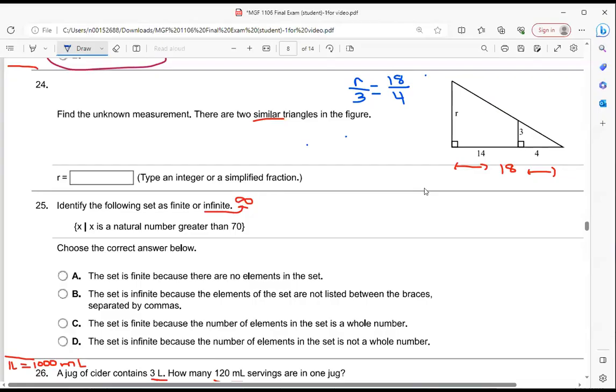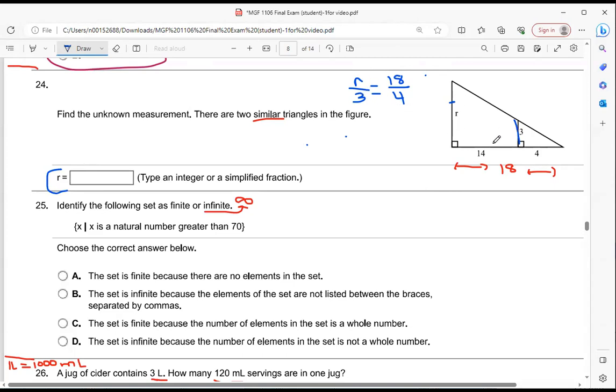All right, starting with number 24, we have two similar triangles and we want to find the missing measure R. When you have similar triangles, you can compare the sides that correspond with each other, write a proportion, and solve that proportion. So we've written out a comparison of the base of the big triangle, which is letter R, divided by the base of the smaller triangle. So big triangle over little triangle would be R over 3.